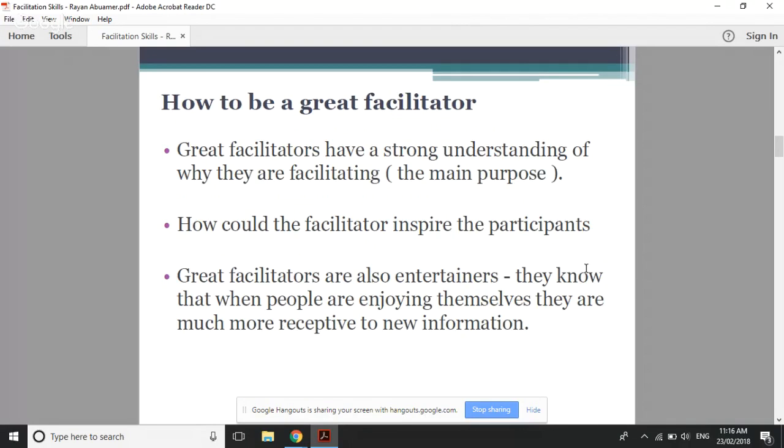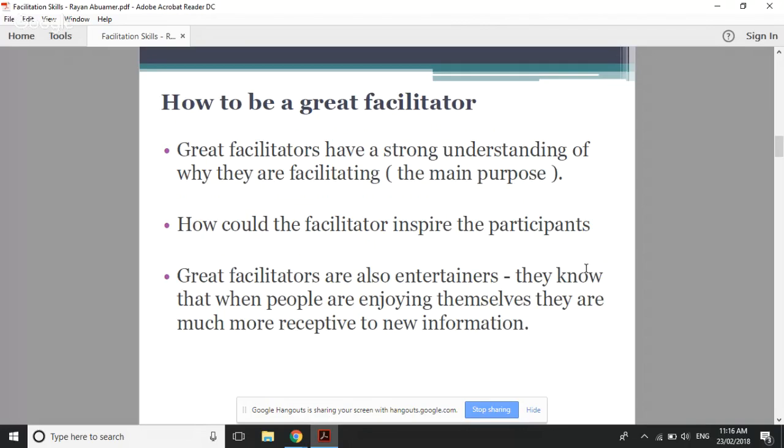All right, how to be a great facilitator? So yes, number one, you always need to know the main purpose of the session or event you are holding. Two, you need to inspire your audience or participants to talk and be involved in the event with you. Three, the facilitator always needs to be joyful. No one likes a boring facilitator.